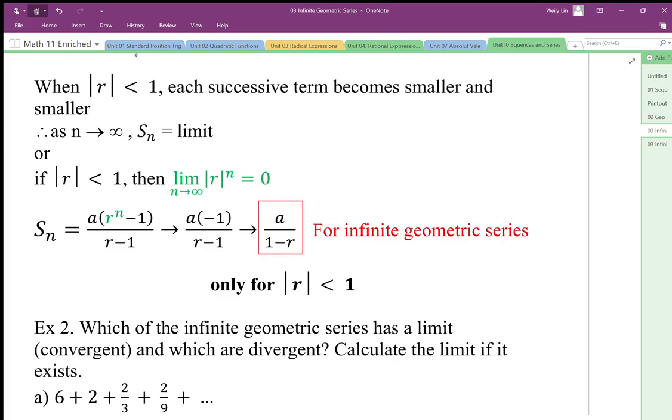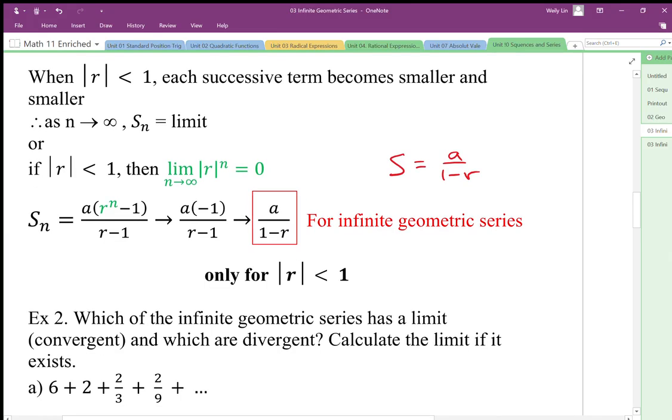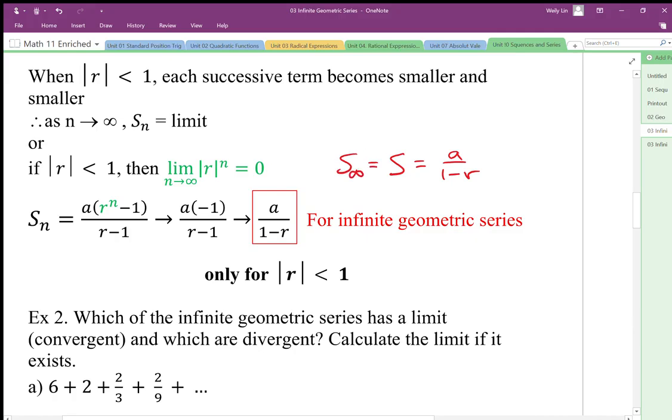So essentially, now, we don't write this. We usually just write it like this. S, without an n there, implies S infinity. So S infinity is equal to a over 1 minus r, and that's the formula to calculate S infinity.